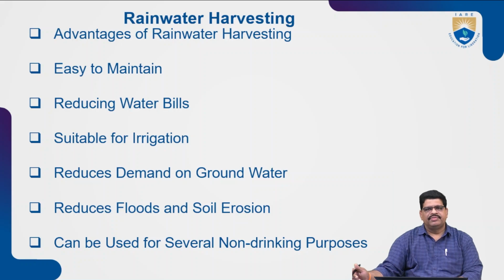Because the water also has to be filtered to avoid floods and erosion from heavy rains. Heavy floods can be reduced by applying rainwater harvesting techniques. The harvested water can be used for non-drinking purposes. There can be several types of non-drinking purposes. As I told, it can be used for non-drinking purposes only.